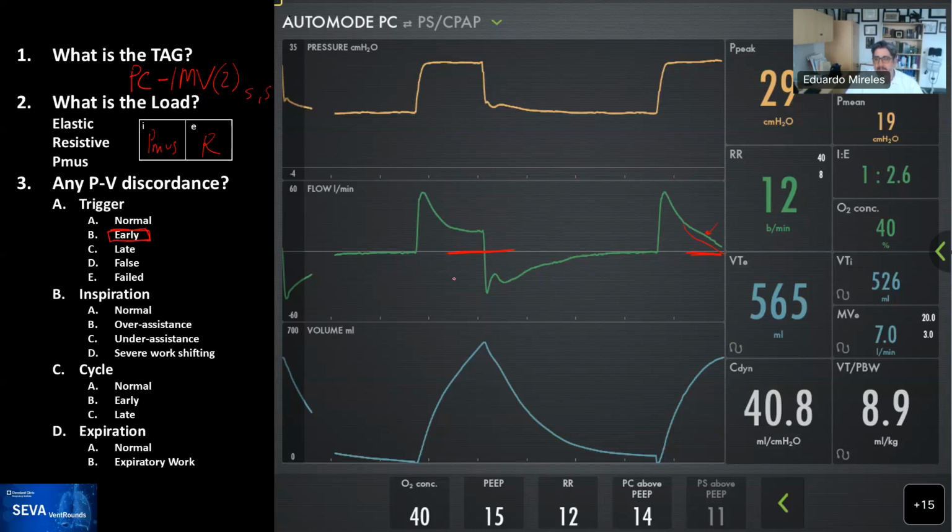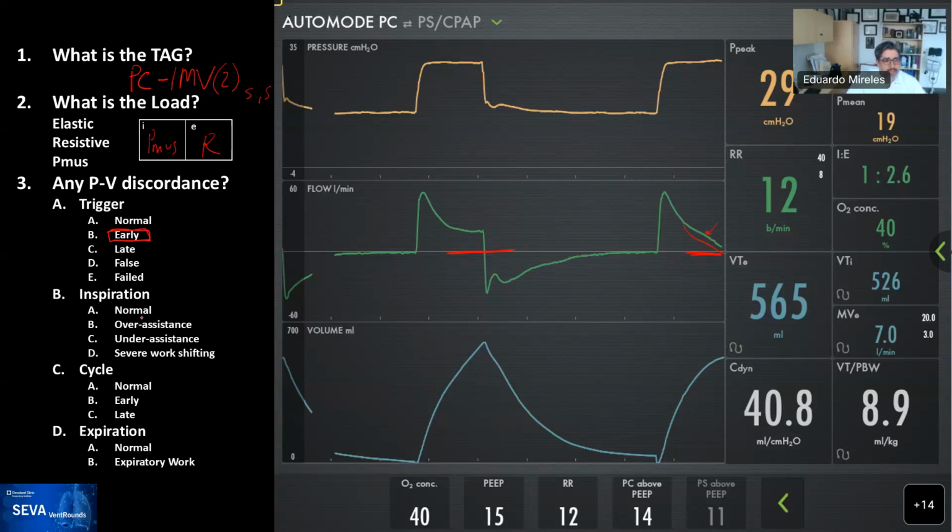trigger as voiced by the team here, which in the literature currently the most common term used is reverse trigger. Although reverse trigger has its own pathophysiology per se, there are other causes that can cause this pattern.